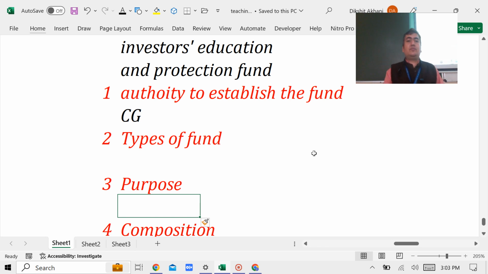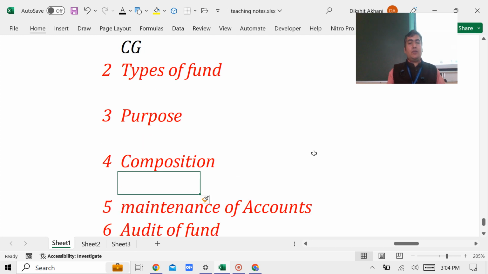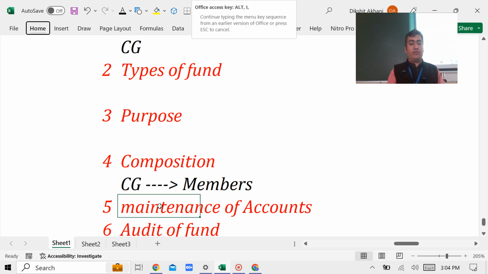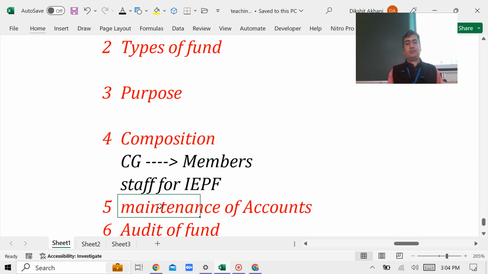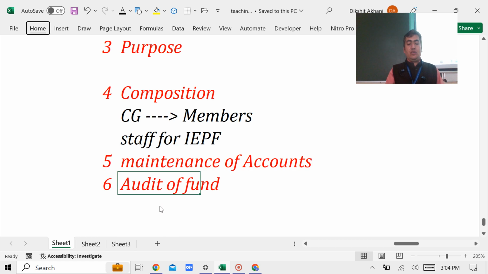Okay. After then, composition. So I'm telling you guys, composition means who are the members and who arranges the staff. So the central government will decide who will be the members in the management. Not only that, the central government will arrange the staff for the Investor Education and Protection Fund. Now these last two concepts are maintenance of accounts.